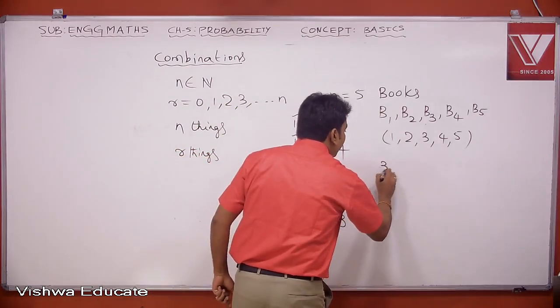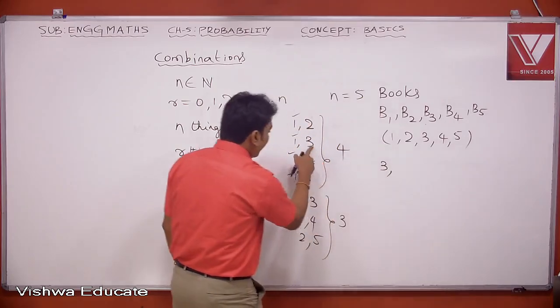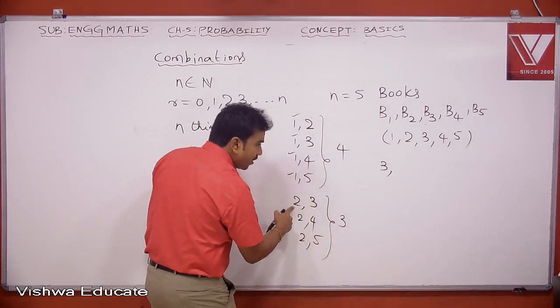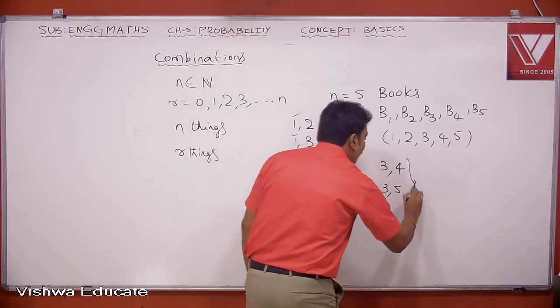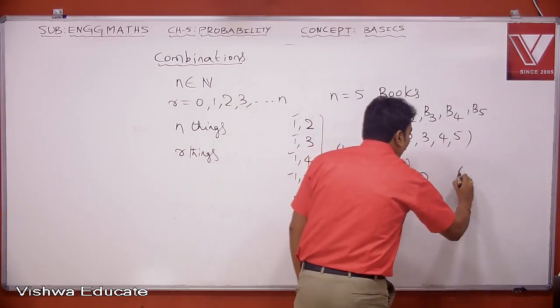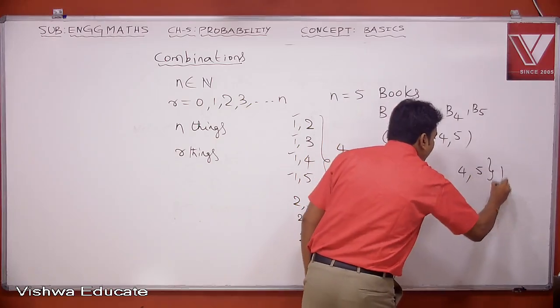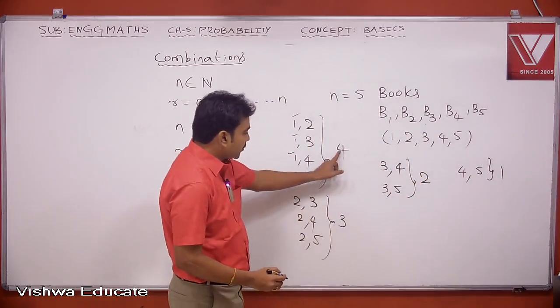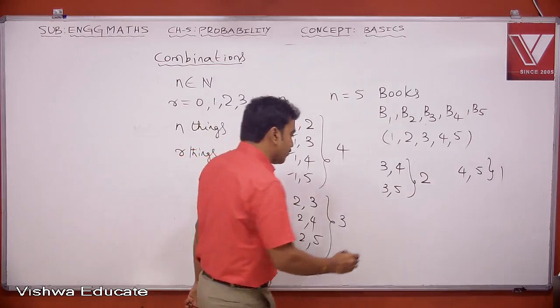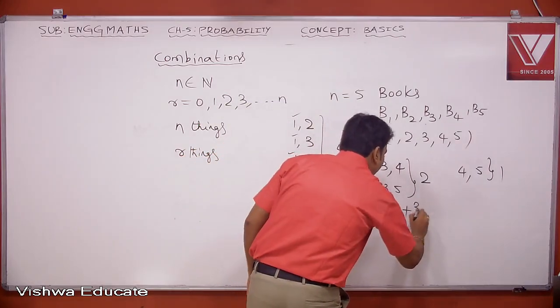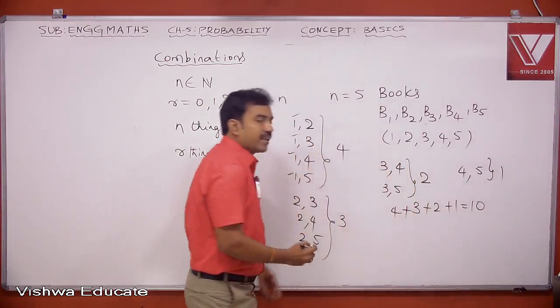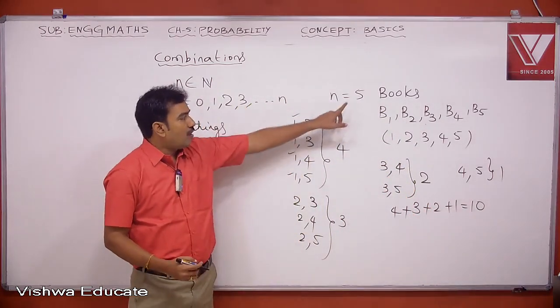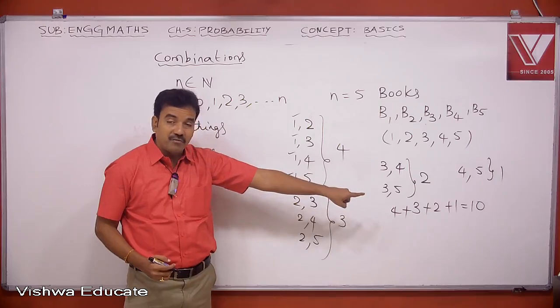Next, I can go over to 3. I fix 3. 3, 1 is already covered. 3, 2 is already covered. So we start with 3, 4 or 3, 5. So it is 2 chances. If I go with 4, so 4, 5, only 1 chance. So total number of chances is 4 plus 3 plus 2 plus 1, and this is 10. Therefore I can select 2 books out of 5 books in totally 10 different ways.